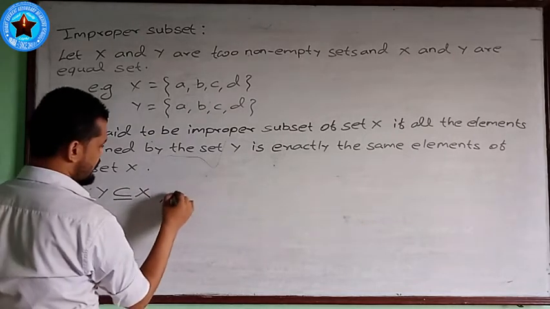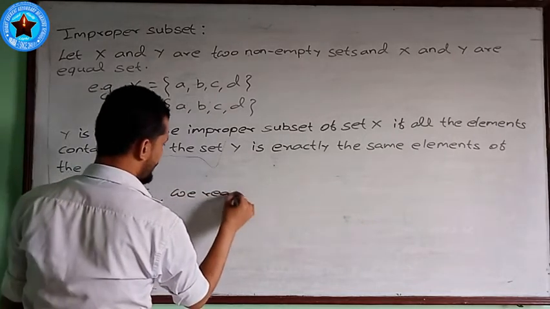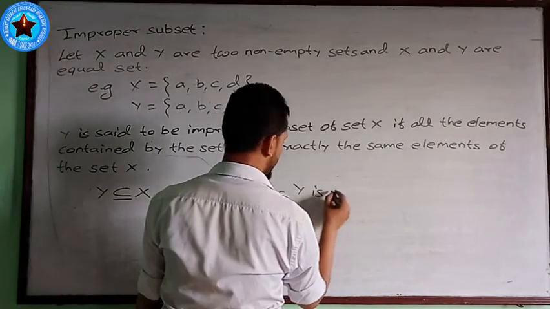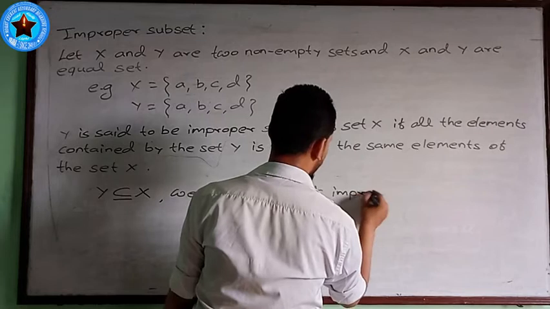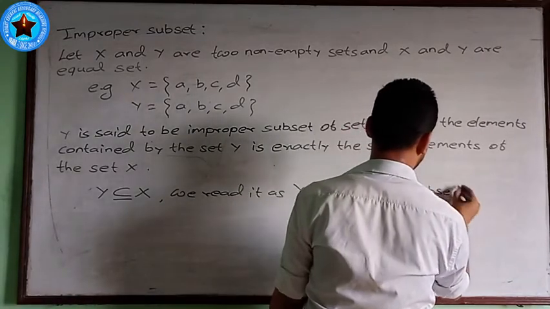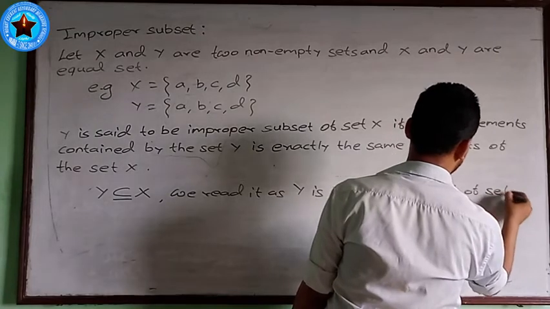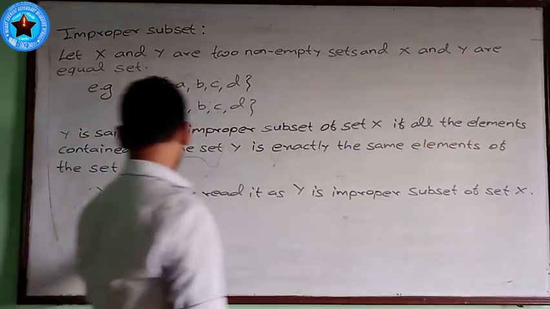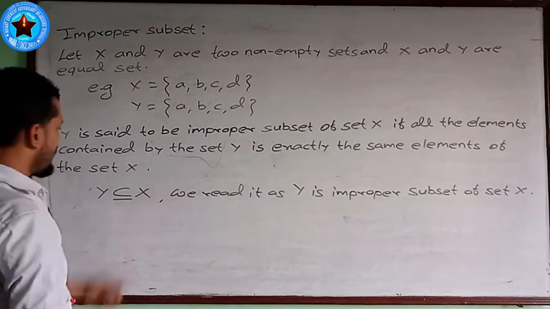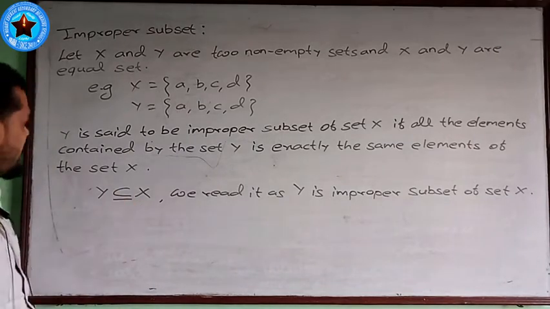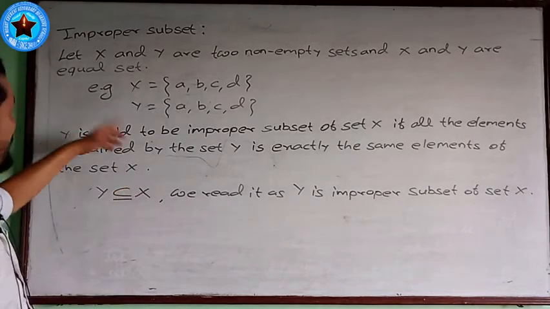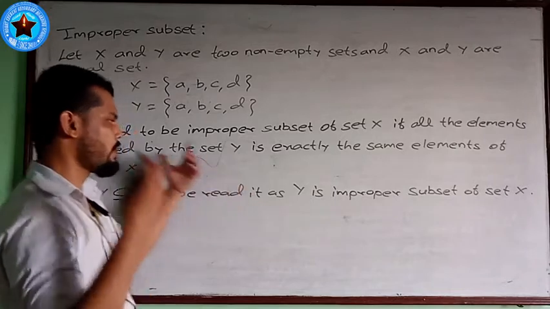We read it as y is an improper subset of set x. This y is the improper subset of x. Okay, now similarly here, I will discuss that in the next video.